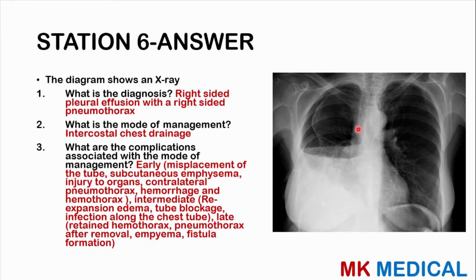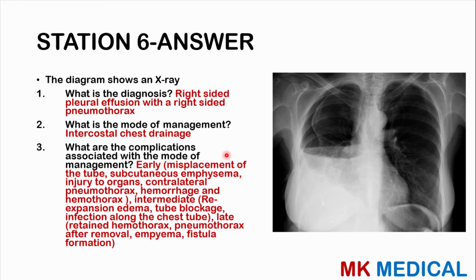So obviously this is going to be a right-sided pleural effusion with a right-sided pneumothorax. The reason why I do not want to commit and say this is obviously a hemopneumothorax is because we are not really so sure of the clinical history of this patient. And additionally, it's almost impossible to tell whether this fluid here is actually blood, or it's lymphatic, or it could even be pus. So it's much safer for you to say a right-sided pleural effusion with a right-sided pneumothorax.